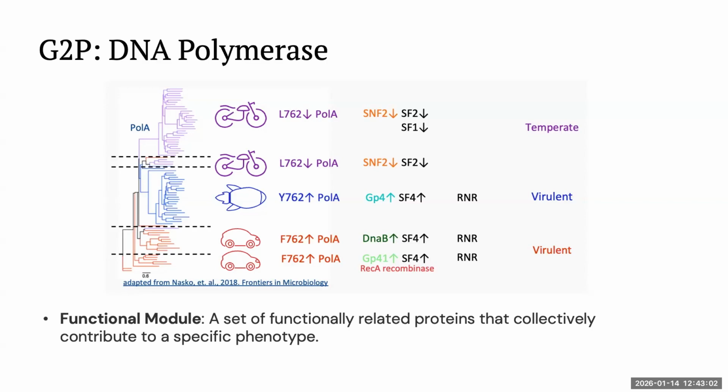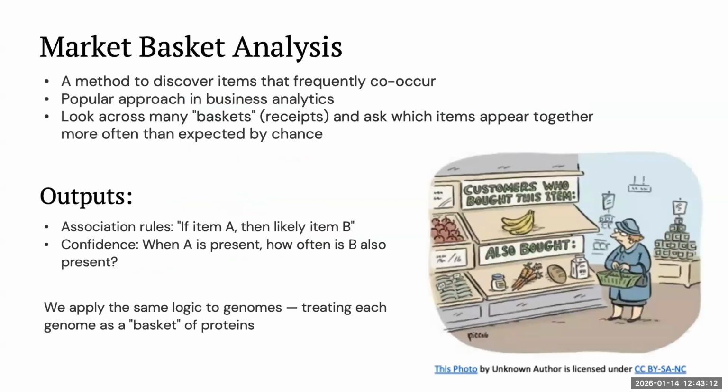And so how do we come up with these combinations? How do we come up with these assortments of modules that are predictive of the phenotype? In business, there's something called market basket analysis. Market basket analysis is a method to discover items that frequently co-occur together. It's a very popular approach in business analytics, and it looks across many baskets. So imagine that you have a Safeway that looks at every single receipt, millions of receipts, and analyzes them to look at what co-occurs in the same receipt.